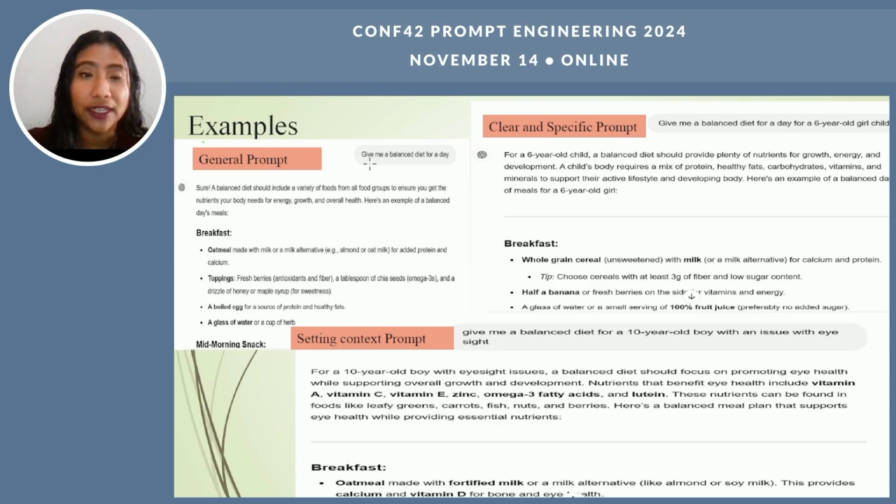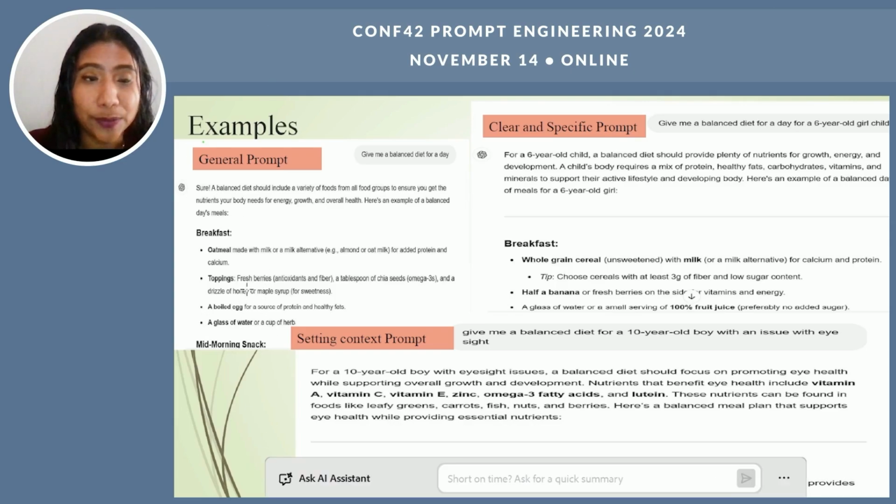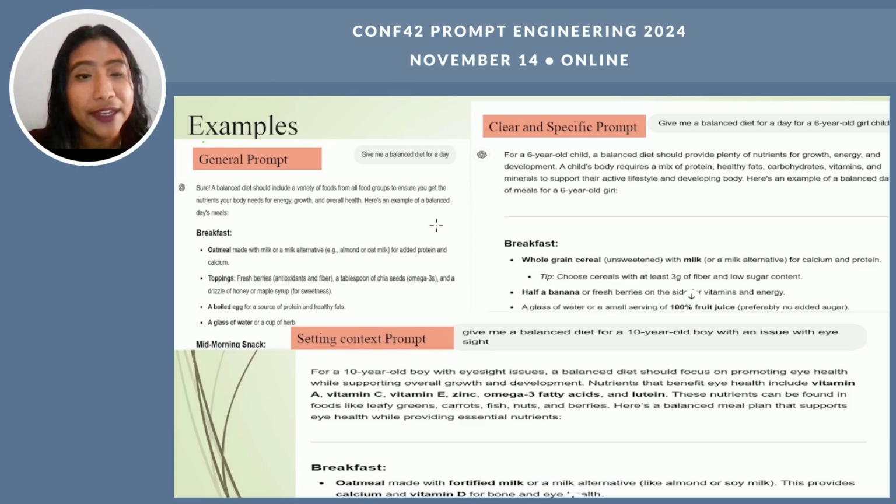I'm asking a query: give me a balanced diet for a day. What is the response? The response looks like a balanced diet, with some explanation about the balanced diet, and they are giving breakfast with multiple options, mid-morning snacks, and multiple options. That's a big response. Now, I'm planning to give a clearer and more specific prompt.